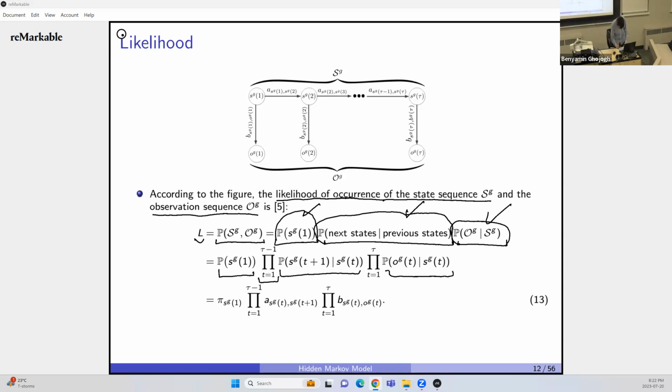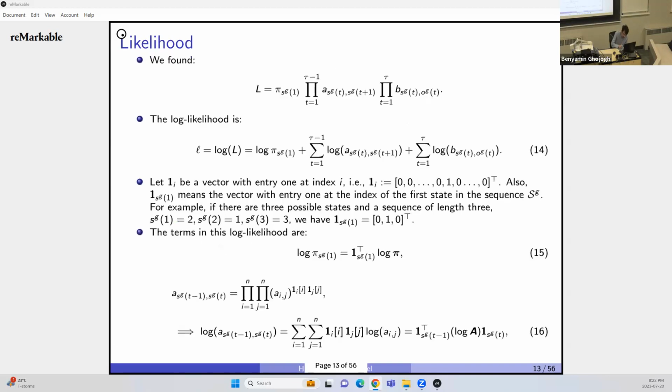Also, I have the probability of going from SGT emitting OGT, okay? And I multiply them because they are independent again. Then, according to the definition of matrices A and B and pi, I can write it in this way, right? So we have this. This is what we found. I'm repeating it here.